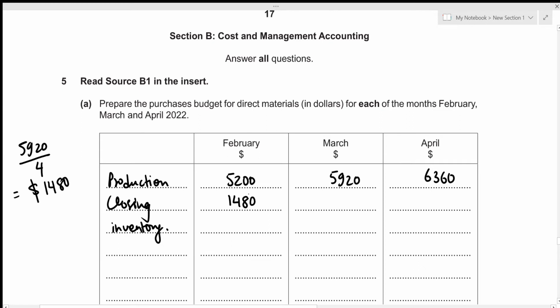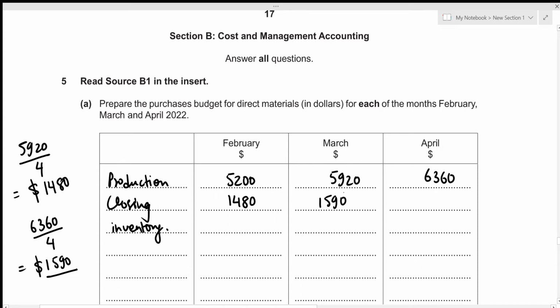Now, the closing inventory for March is going to be a quarter of production in the month of April. So that's 6,360 divided by 4, which is going to be 1,590. Let's write it down.